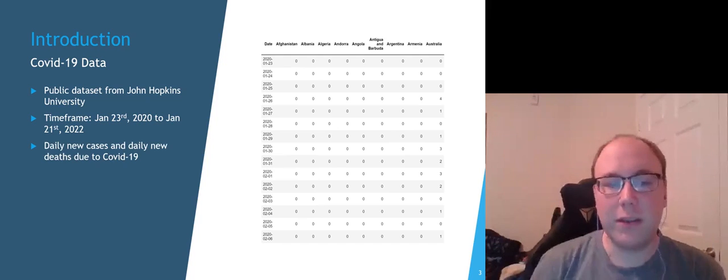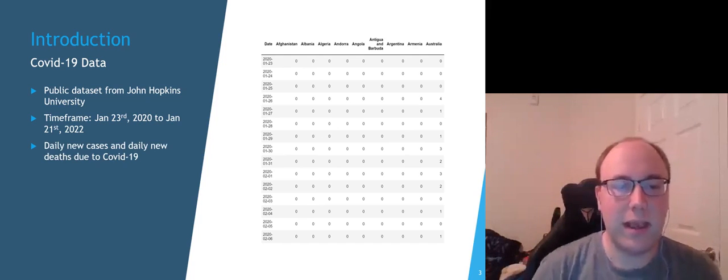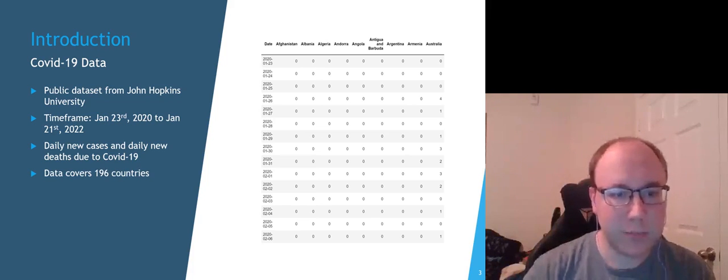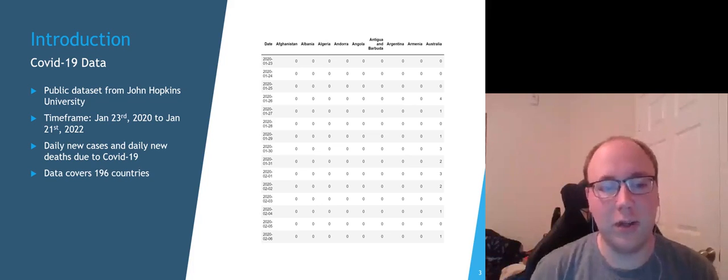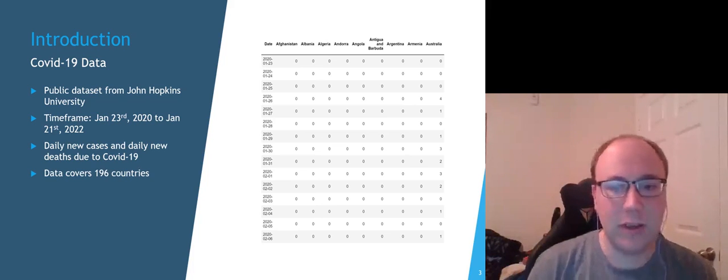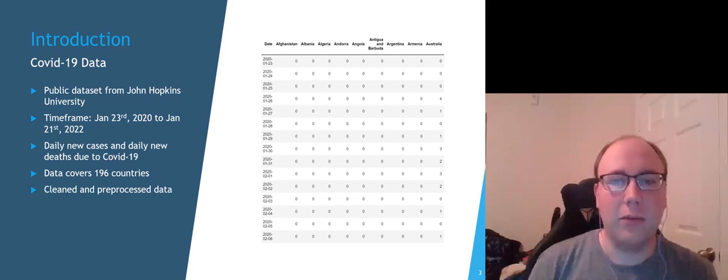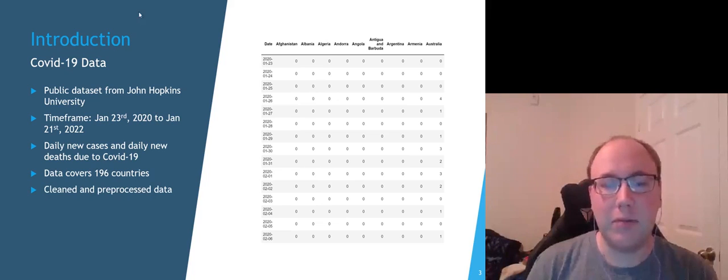So our data specifically covers the number of daily new cases and daily new deaths due to COVID-19 in various countries. The data that we gathered covers over 196 different countries, so all different kinds of countries around the world that you can think of. And one last thing is we did clean and pre-process the data.